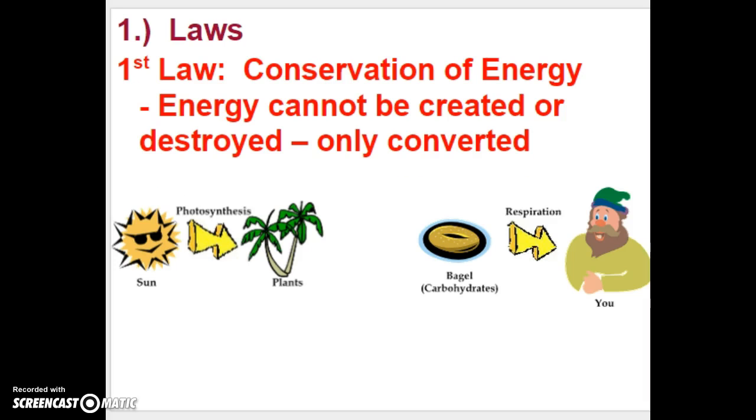In science, remember, we have scientific laws that explain why certain phenomena happen. The first law is the law of conservation of energy. Remember, energy can't be created or destroyed. It's only converted from one form to another. And life does that in a couple of different ways. It can do that through light or chemistry, or through consuming other living organisms or organic materials.